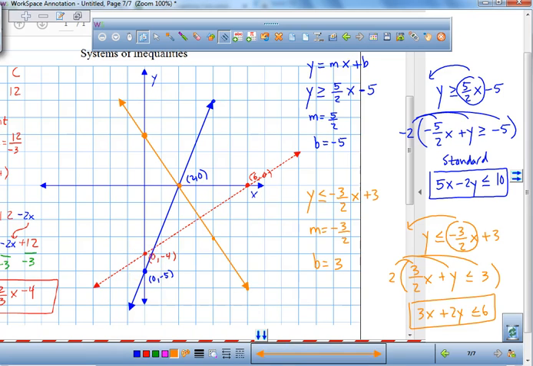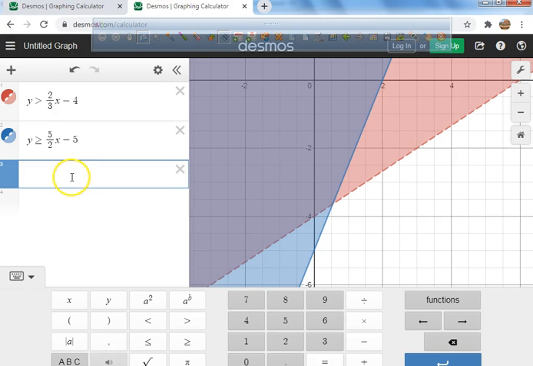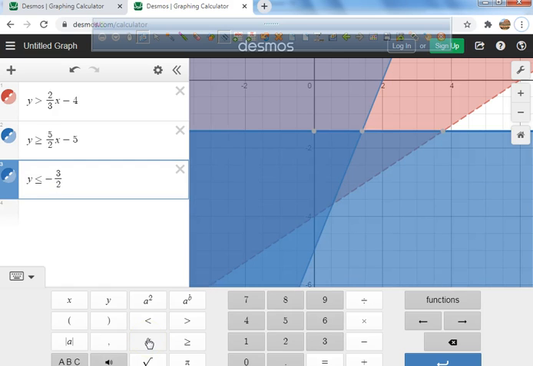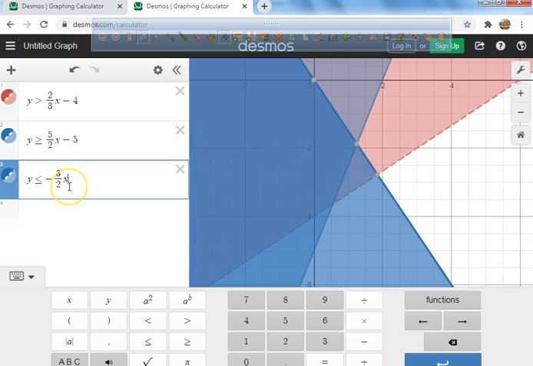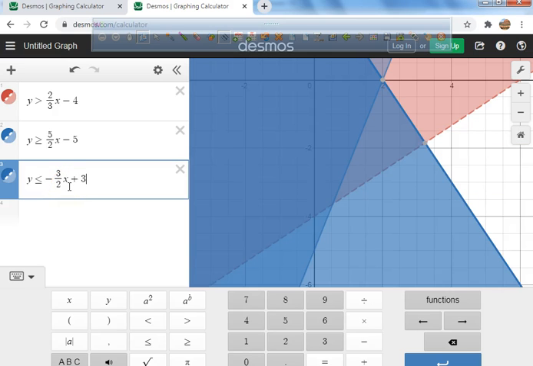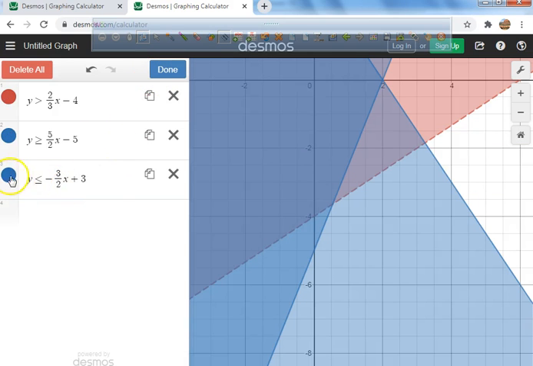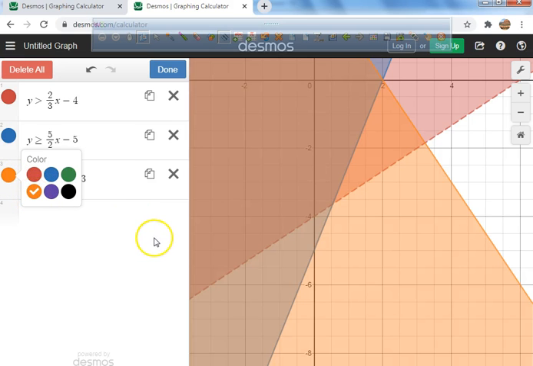Now, let's check it out. Let's go to Desmos. We're going to type it in. Y is less than or equal to negative 3 divided by 2 x, oh, and what? Plus 3. Except I'm going to change the color. I'm going to change it to orange. There we go. Wow, everything is super orangey. All right, it's like we're in Dreamsicle land.